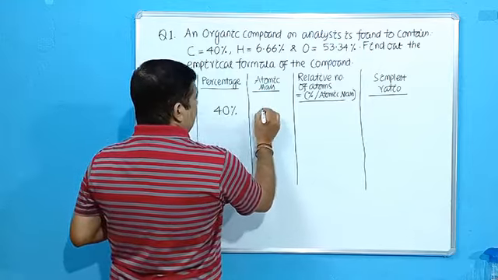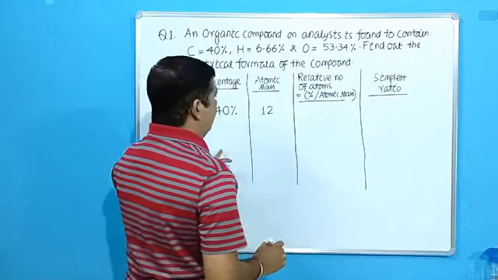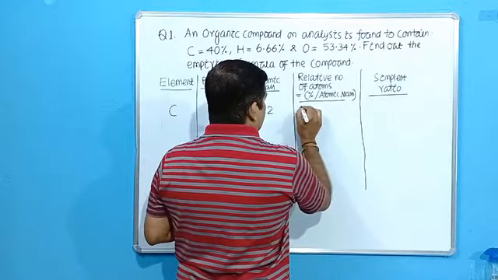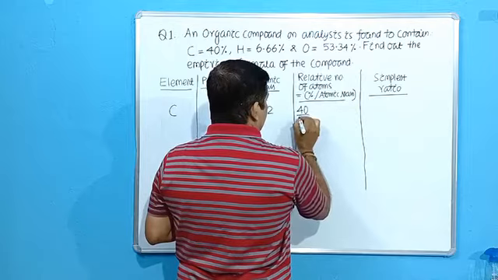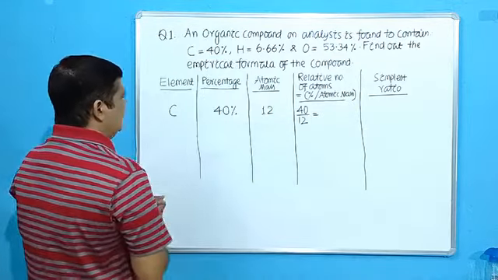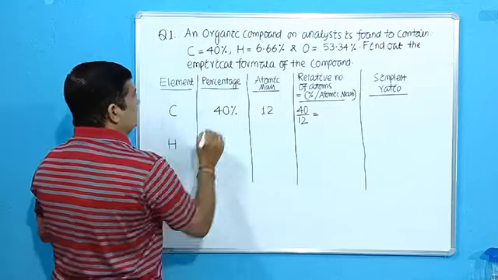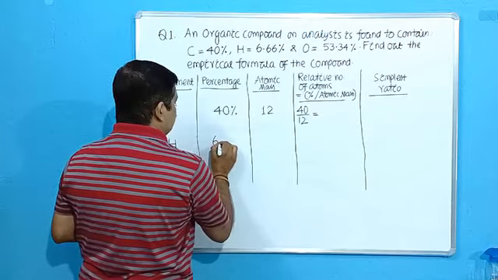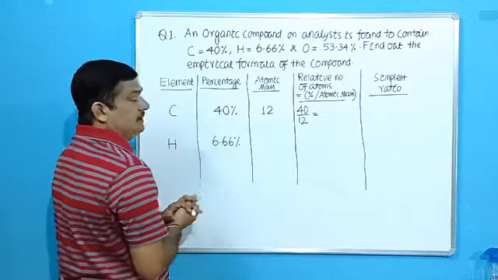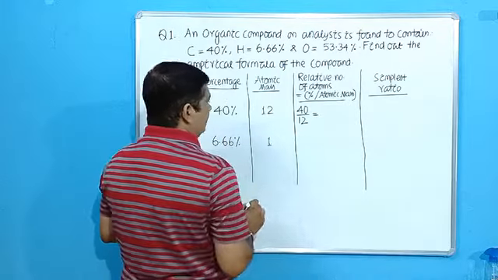Atomic mass of carbon you know is 12. Then the relative number of atoms is 40 divided by 12. Later on we will see what will be the result. Okay. Then hydrogen. Hydrogen percent is 6.66%. Atomic mass of hydrogen is 1.